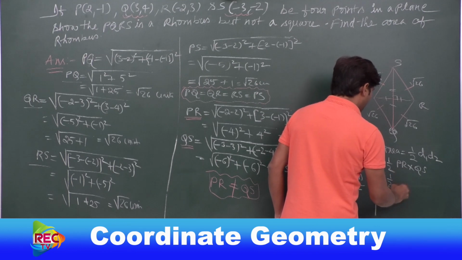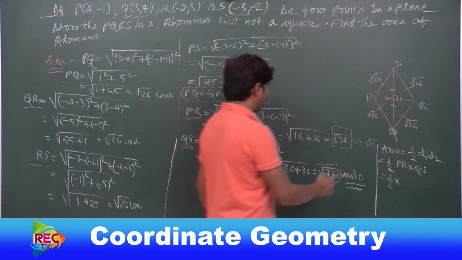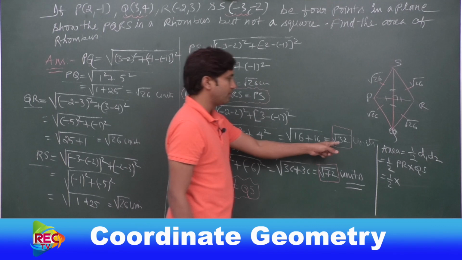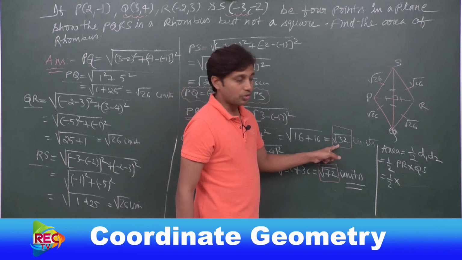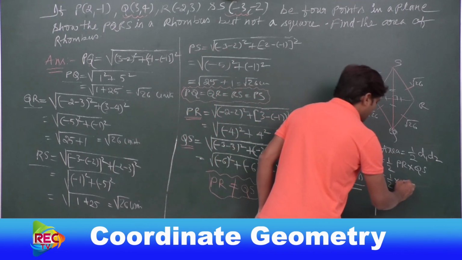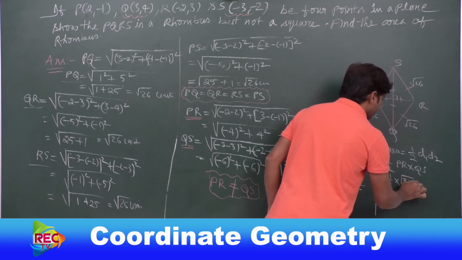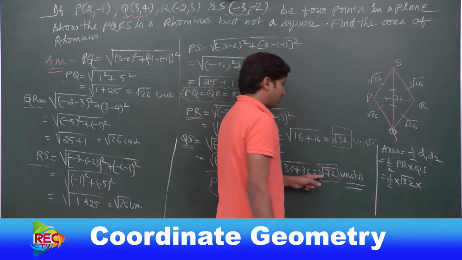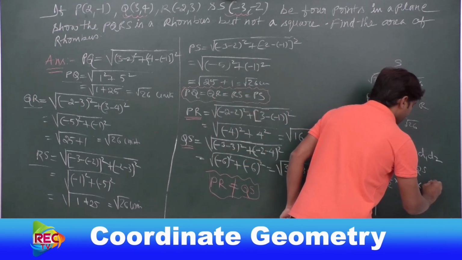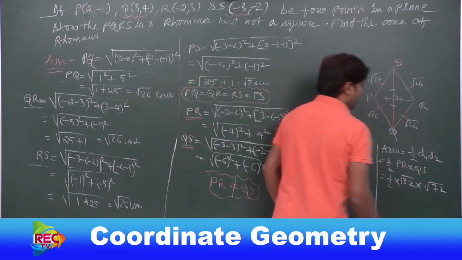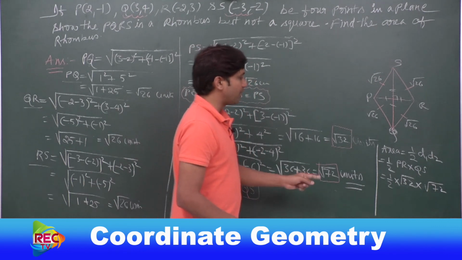Now what would that be? Half into PR value, which we already found. How much is that? Root 32. Okay, so this is root 32, into, now this is root 72. Okay, let me simplify this further.